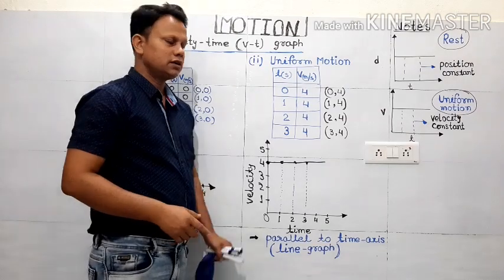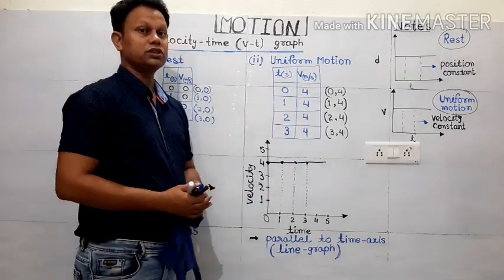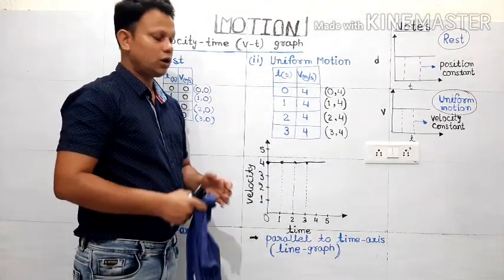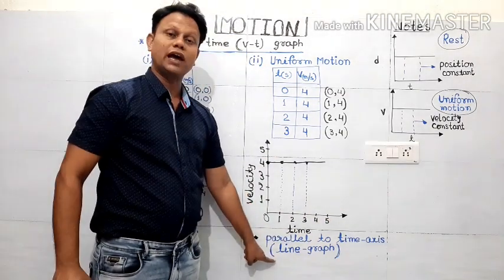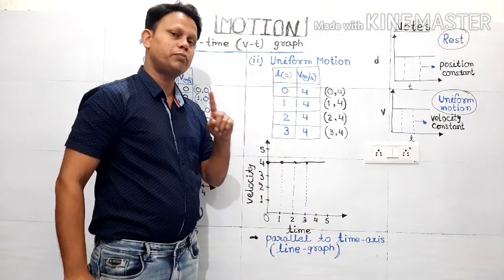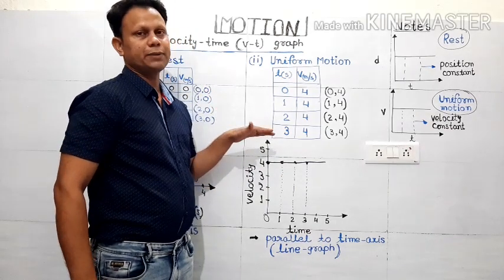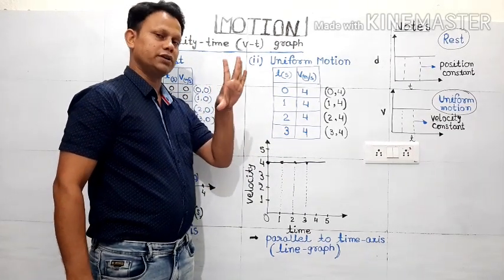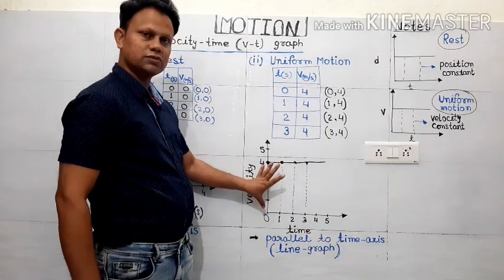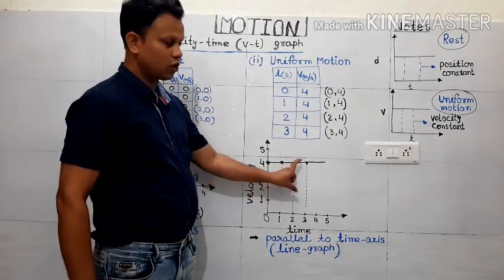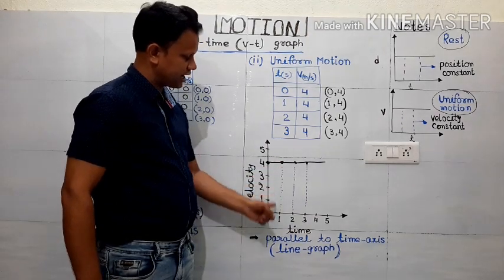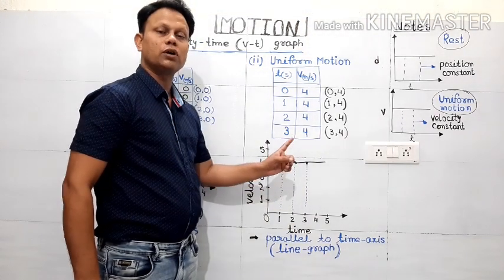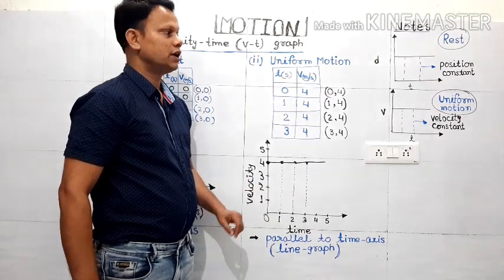So in this way, whenever body is doing uniform motion, the speed time graph always is parallel to time axis and always in the shape of a line graph. That means it's a straight line passing parallel to the time axis at a particular unit. This unit is showing that the speed is constant. At different intervals of time, speed is not changing because this height is showing the speed of the object, which is not changing.